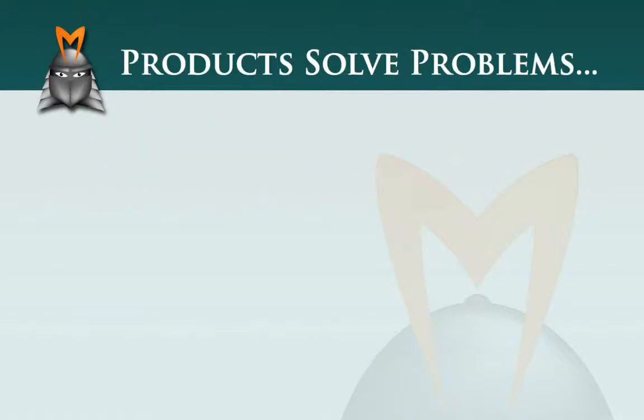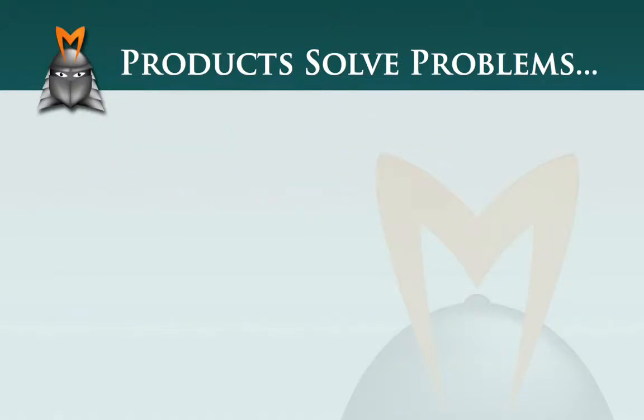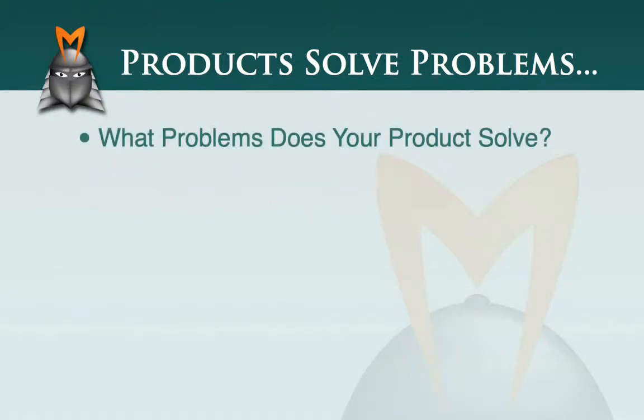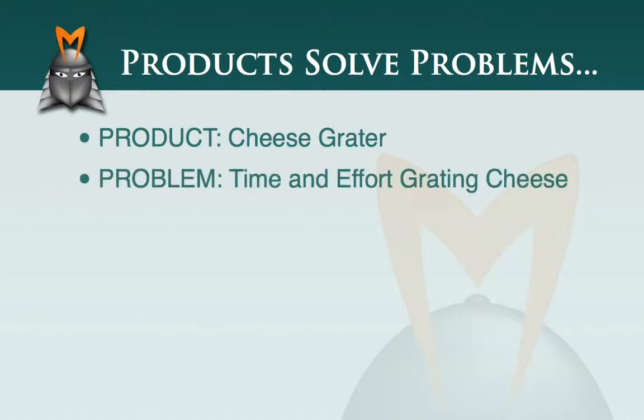Every product is designed to solve a problem. It's the core reason that the product exists in the first place. And it's also the major reason why people buy the product, because of what it does for them. So before we begin, we'll need to think about what problems the product solves. Let's have a look at a few examples here. When people buy a cheese grater, it's not because they have a cheese problem, it's because they have a time and effort problem. You see, cutting up cheese into tiny little pieces by hand takes a lot of effort.